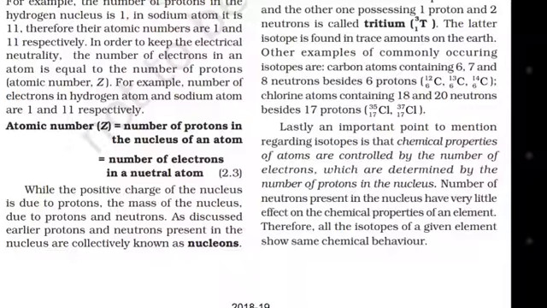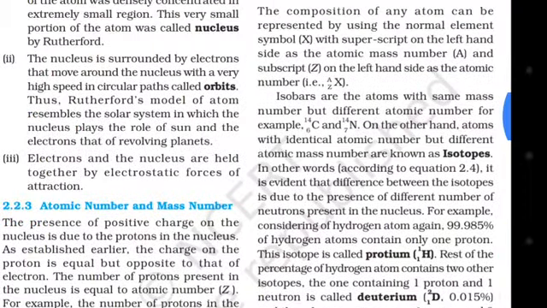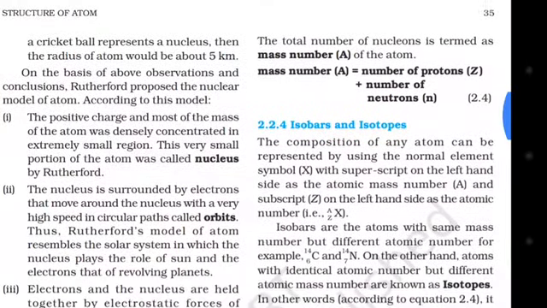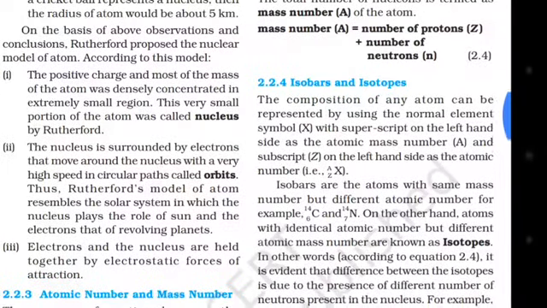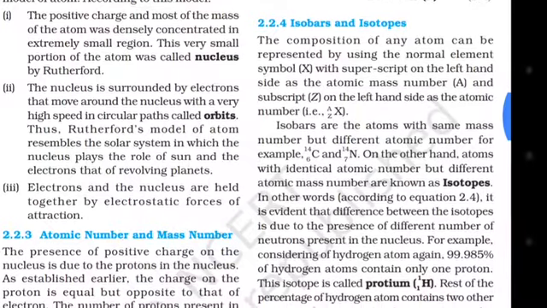This is equation 2.3. While the positive charge of the nucleus is due to the protons, the mass of the nucleus is due to the protons and neutrons. As discussed earlier, protons and neutrons present in the nucleus are collectively known as nucleons. The total number of nucleons is termed the mass number A of the atom. Mass number A is equal to the number of protons plus the number of neutrons. This is equation 2.4. 2.2.4 Isobars and isotopes.